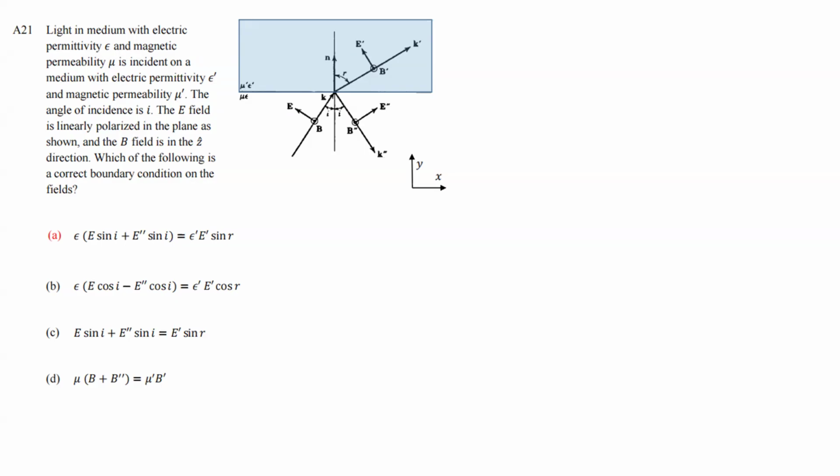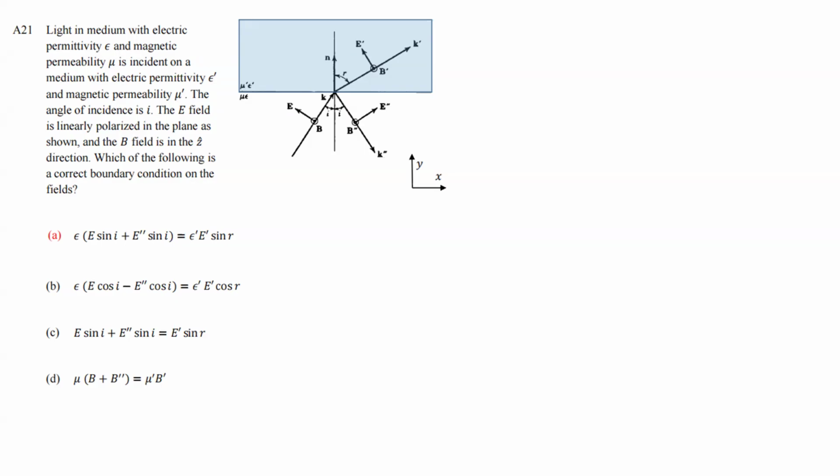The electric field is linearly polarized in the plane as shown, and the B field is in the Z direction. Which of the following is the correct boundary condition on the fields? We need to find the correct boundary condition.